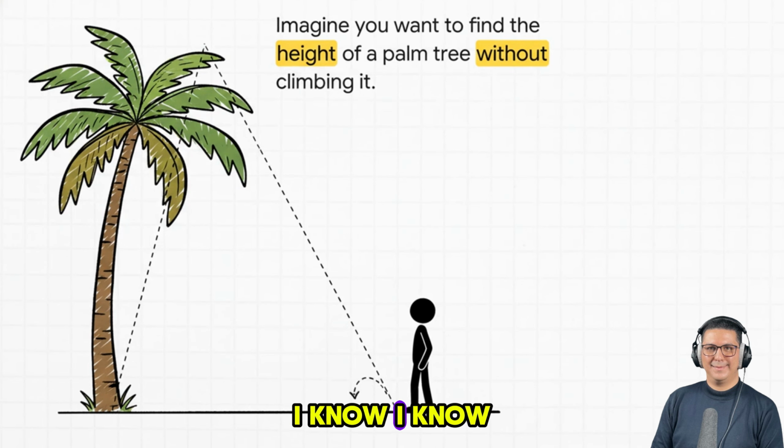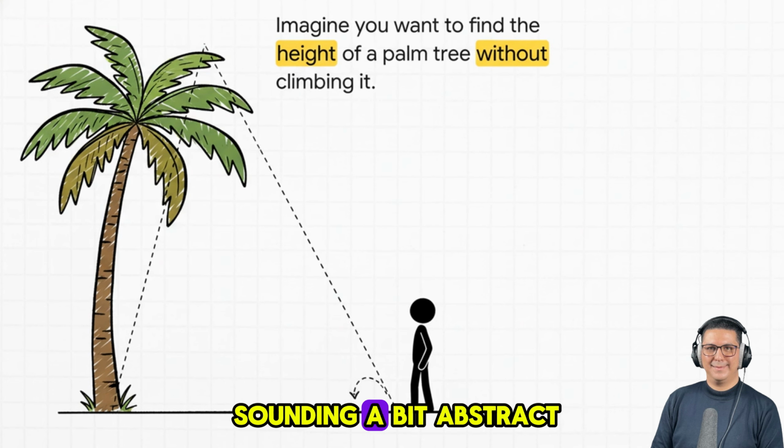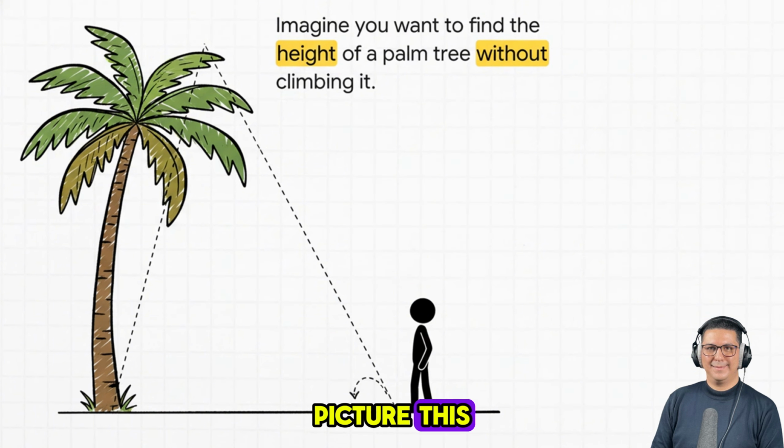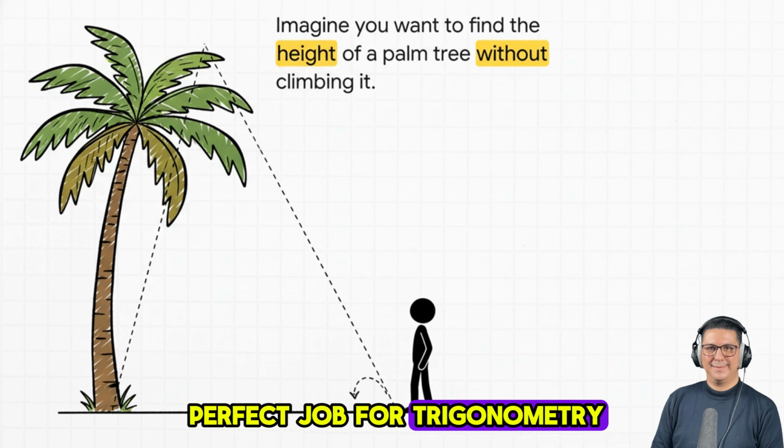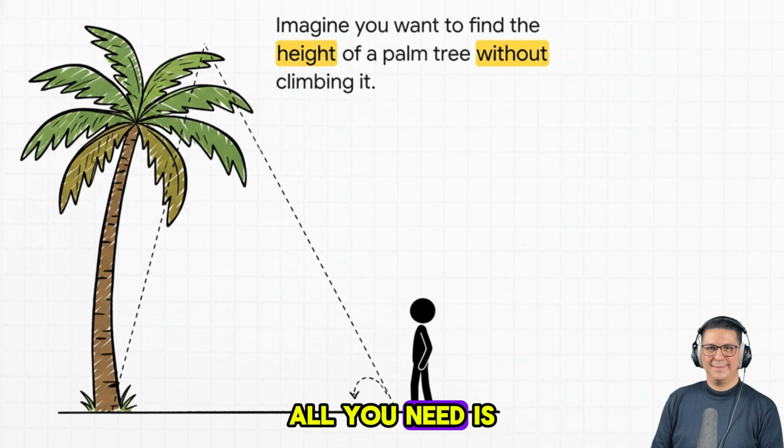I know. This might all be sounding a bit abstract, so let's make it real. Picture this. You're on a beach, you see a super tall palm tree. You're curious, just how tall is it? But there's no way you're climbing it. Well, this is a perfect job for trigonometry. All you need is the angle from where you're standing to the top of the tree and how far away you are from it, and boom, you can calculate its exact height.